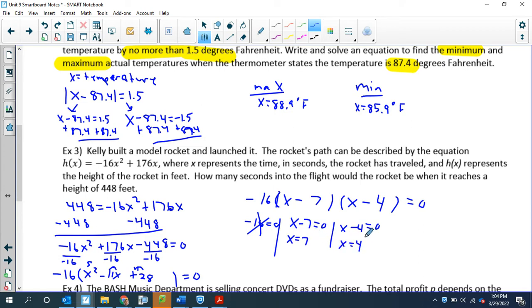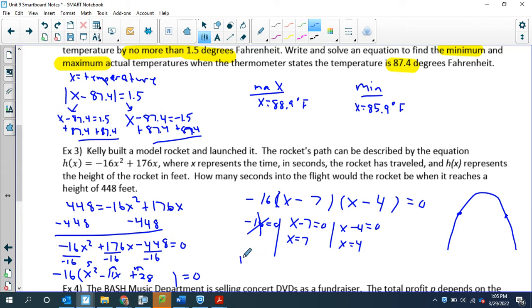Remember, that's in seconds. So why is there two answers for this one? Well, if you think about it, this is going to be a parabola. The rocket's going to come up, and it's going to come back down. So when it's coming up, it would be at 448 at 4 seconds in, go all the way to the top, and start coming back down. It would also be at 448 on its way back down at 7 seconds.